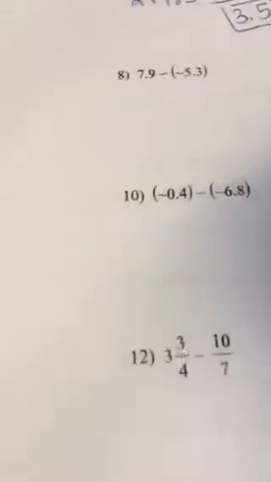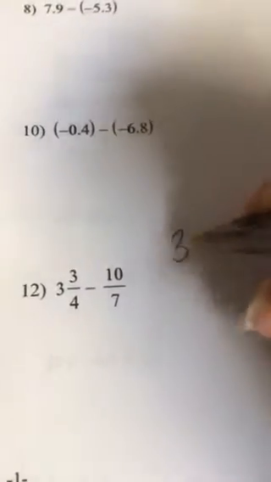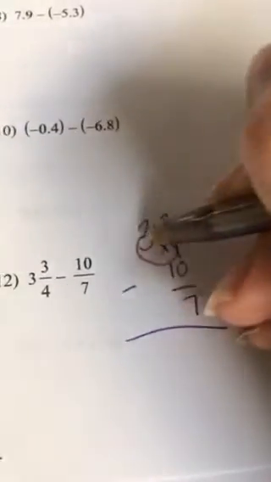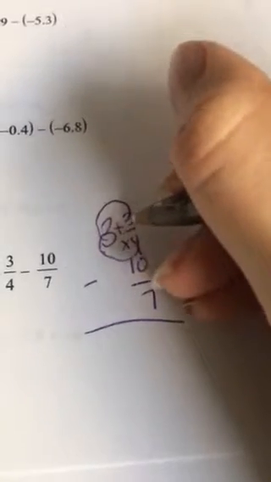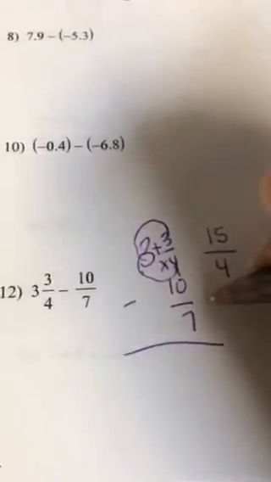When you get to fractions, like with number 12, I think it's a huge help to set my fractions up vertically. Another thing that can help you is to turn your mixed number into an improper fraction using the Texas popcorn method. So this becomes 12, 13, 14, 15 over 4. So I just multiplied 4 times 3 and added 3. Minus 10 over 7.